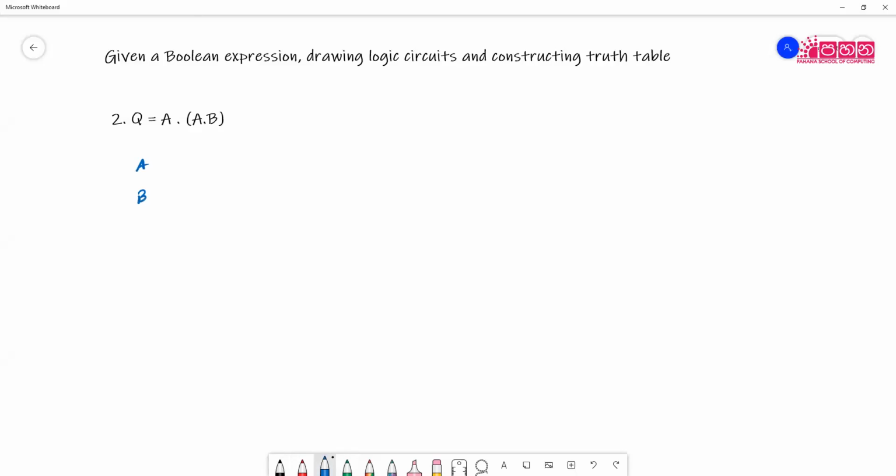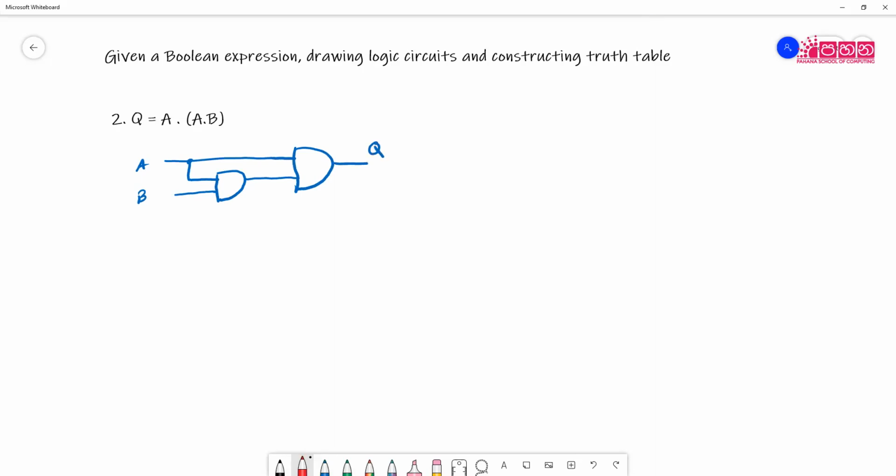Now here we have one gate. It should be an AND gate, and then we will get only A from one side. From the other side, we need AB together. So we have to have an AND gate, but for that we need AB again. So before we connect to this one, we need another AND gate. I'm going to take A from here, so we will have A, B, A, B. Now from here we will get A, from here we will get A dot B, and finally we should be getting Q.